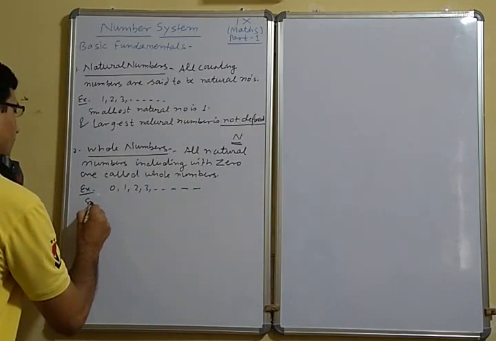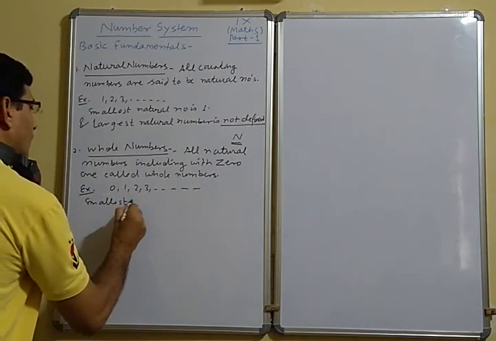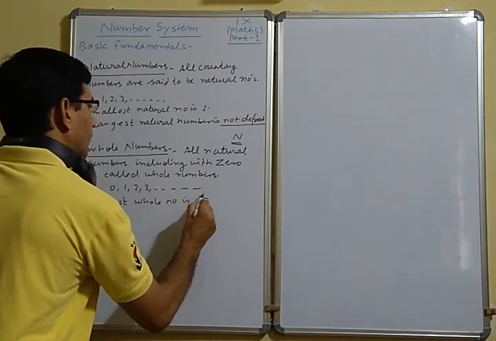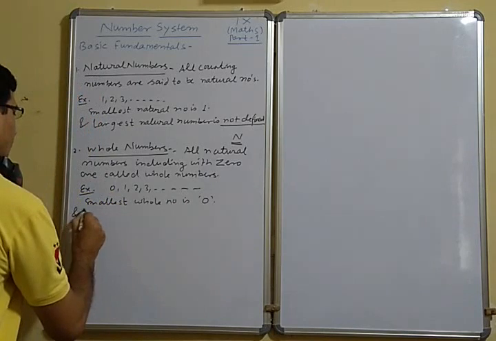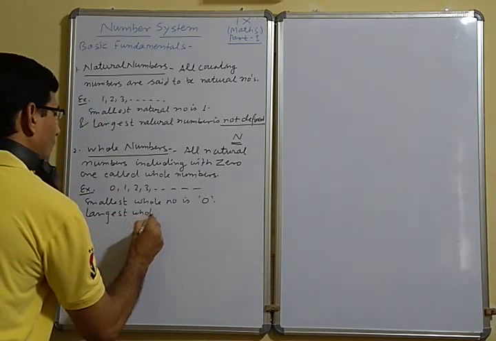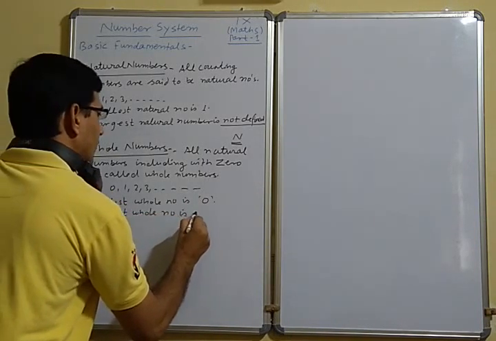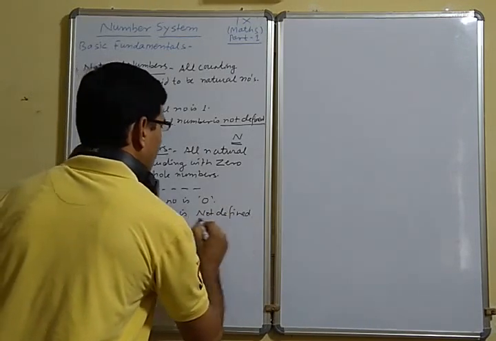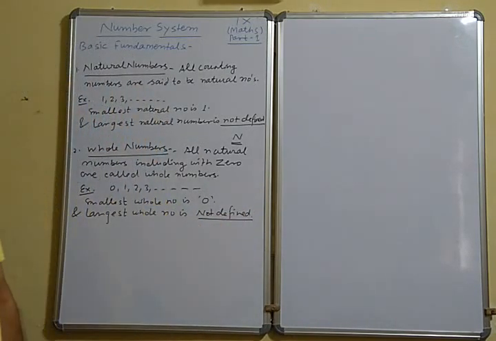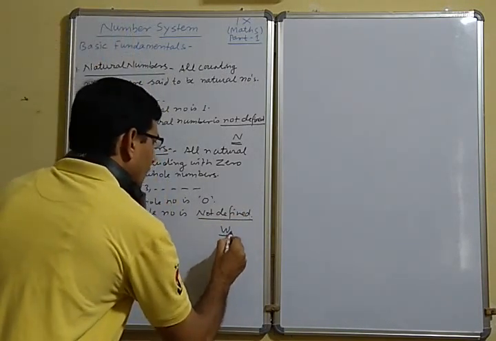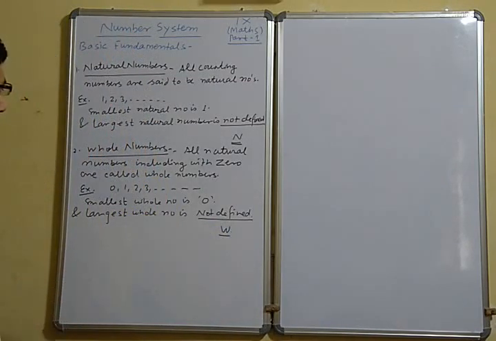Here the smallest whole number is 0 and the largest whole number is not defined, and the collection of whole numbers is denoted by W. Now the next number is integers.